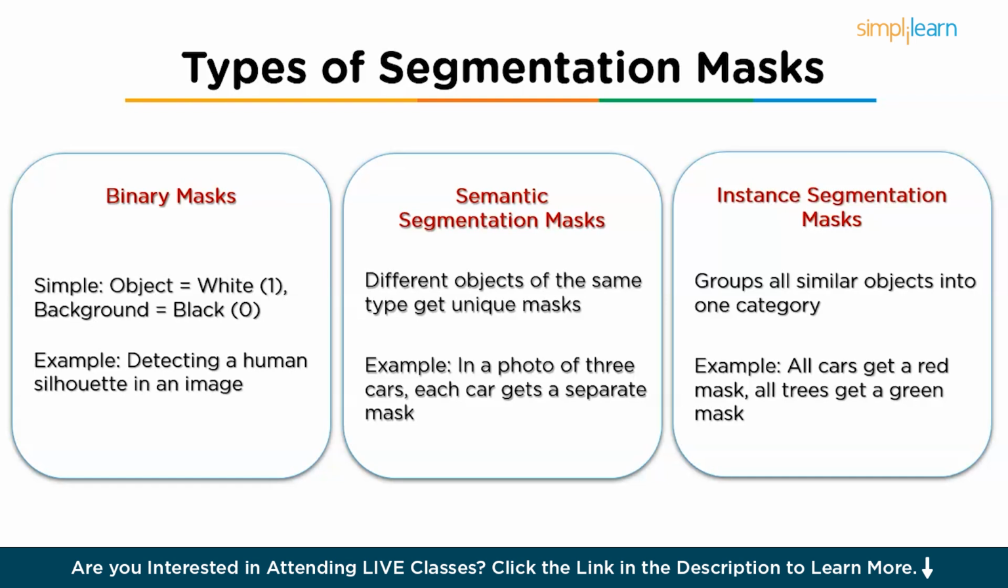And the third type is semantic segmentation masks. So semantic segmentation classifies each pixel in an image into a category, grouping similar objects under one label. So instead of distinguishing individual instances, it treats all objects of the same type as one. So for example, in a street scene, all cars might be assigned a red mask while all trees get a green mask, helping AI understand the overall composition of the image.